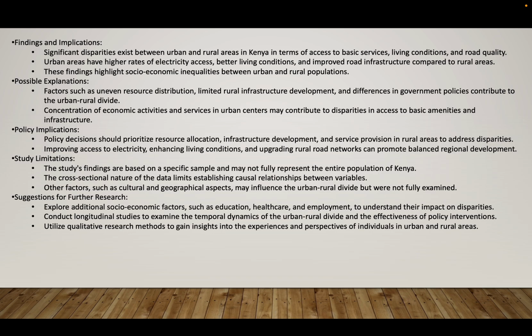Concentration of economic activities and services in urban centers may contribute to the disparities in access to basic amenities and infrastructure. Some policy implications are that policy decisions should prioritize resource allocation, infrastructure development, and service provision in rural areas to address the disparities, and improving access to electricity, enhancing living conditions, and upgrading rural road networks can promote balanced regional development. There were some limitations to the study.